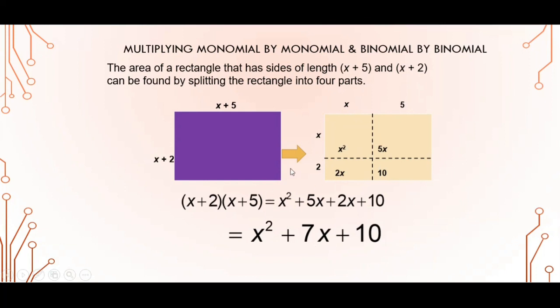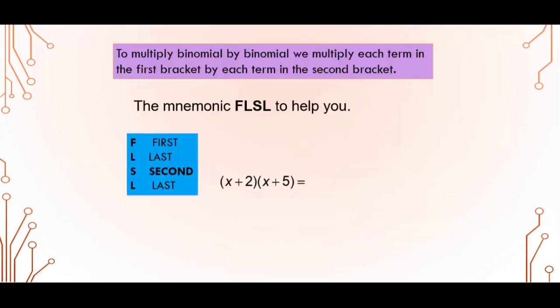Now here in this slide, we have also seen multiplying a monomial by a monomial. So x into x, we got x square. x into 5, we got 5x. 2 into x, we got 2x. And 2 into 5, we got 10. And we added all this to find the multiplication or the product of x plus 2 and x plus 5. Now further, we are going to learn how, stepwise, we multiply a binomial by a binomial.